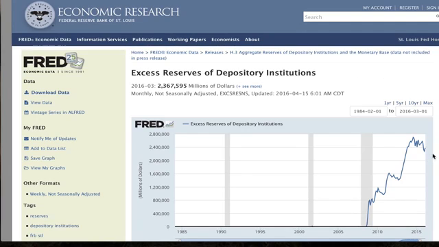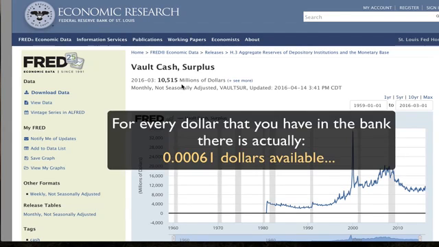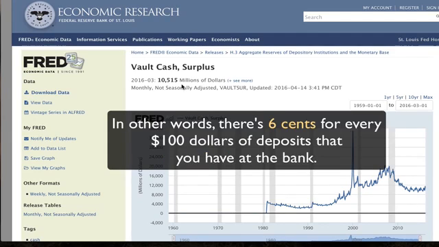I don't know if that measures in months or years of running the printing press, but what they actually have to pay out today or tomorrow is just the 10.515 billion. And that means that for every dollar that you have in the bank, there is actually 0.00061 dollars. So in other words, there's 6 cents for every $100 of deposits that you have at the bank. They can actually pay out 6 cents worth of cash on $100.